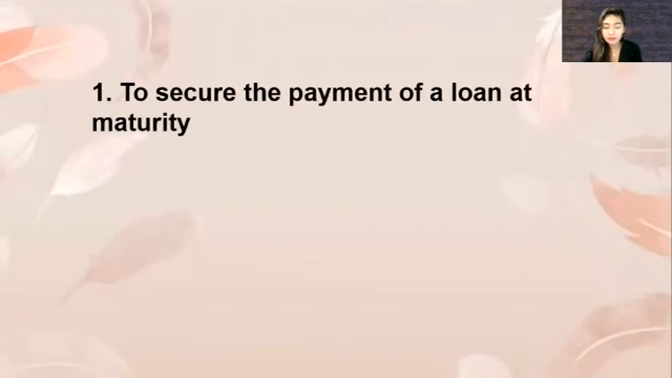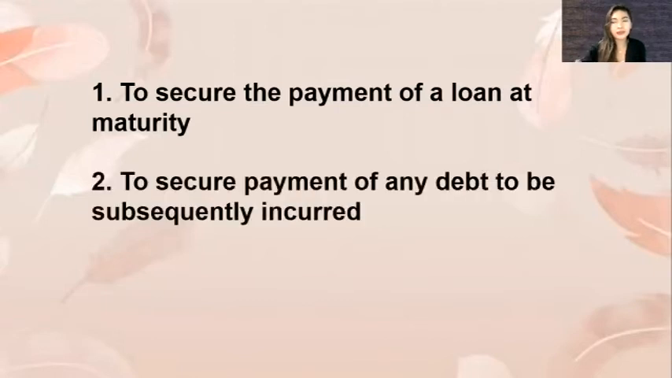The surety agreement, by the terms of which the surety binds himself to guarantee the punctual payment of loan at maturity and all other obligations or indebtedness which may become due or owing to the principal by the borrower, with any expenses which may be incurred by the principal in collecting such obligations or indebtedness, provided that the liability of the surety shall not exceed at any time a specified sum, is a guarantee of future debts. And we have this number 2, to secure payment of any debt to be subsequently incurred.